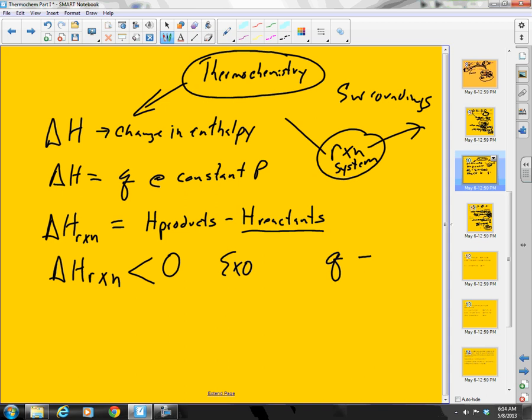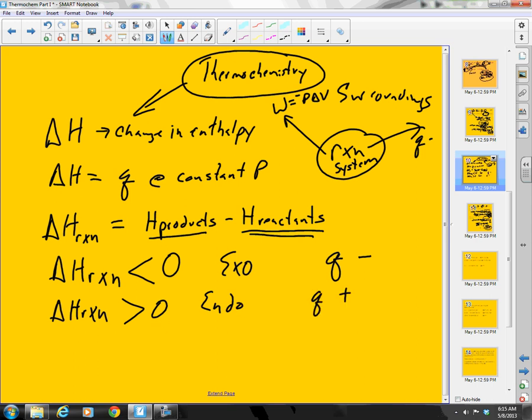And we also talked about another thing too. I can actually do some work, W, by my reaction. And typical work for chemistry would be P delta V, and if it's work done by the system, it's a negative P delta V, right? When work is done by the system, it's negative. When heat is leaving the system, it is negative, right? Cool. Now, I also could have a situation where my delta H reaction is greater than 0. That means that my products have more energy than my reactants, which means energy went into the system, so it's endothermic, which means Q is positive, right?